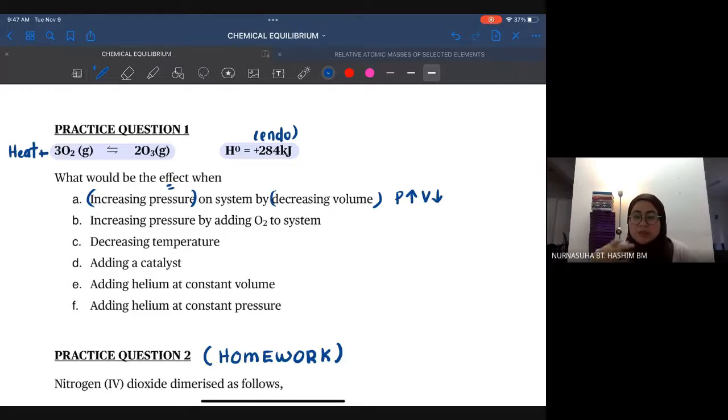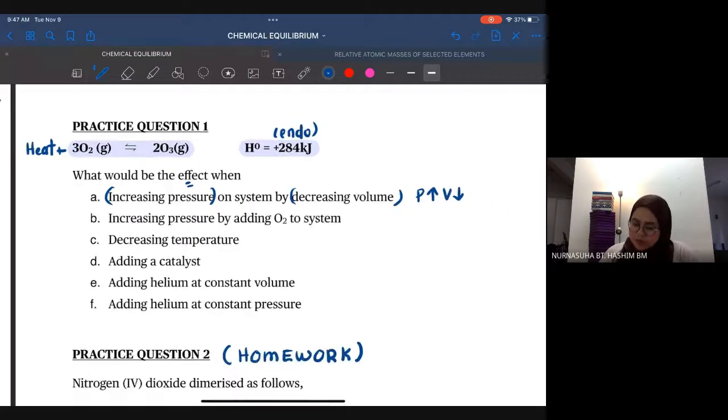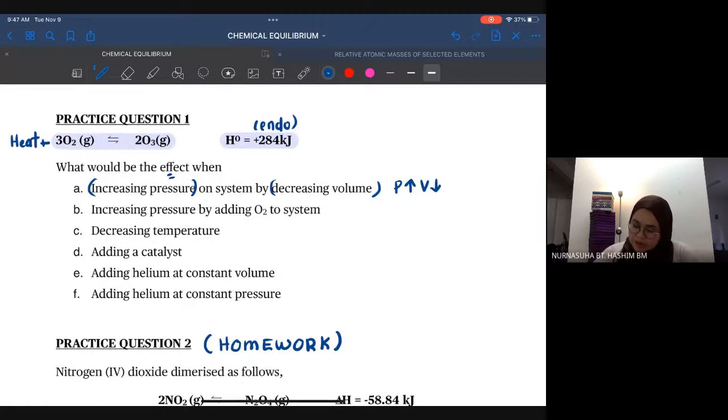Okay, kalau kita increase pressure, kita akan kurangkan balik pressure tu by shifting the equilibrium towards fewer number of mole. So dia akan pergi sebelah kanan. Right. Okay, so itu A. B, increasing pressure by adding O2 to the system. Maksudnya tambah pressure. So kalau tambah lagi oksigen, so sistem akan kurangkan oksigen dengan cara shift to the right again.